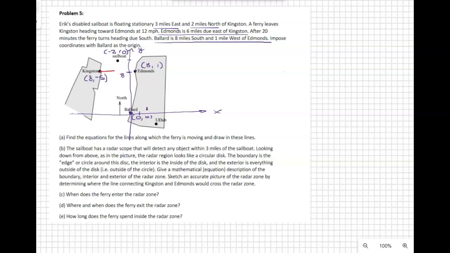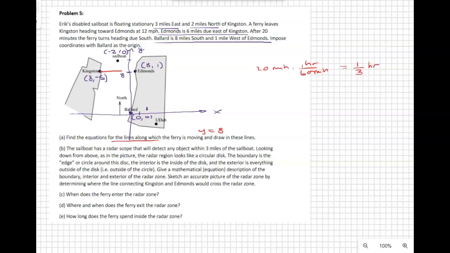Right, so first of all, find the equation for the lines. The first equation for the ferry is y equals 8. It's moving along that line. But then it turns. Okay, so it's going 20 minutes. So 20 minutes times 1/60, since 1 hour is 60 minutes. Then that's 1/3 of an hour.